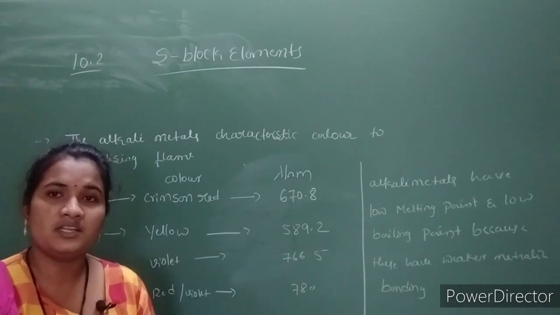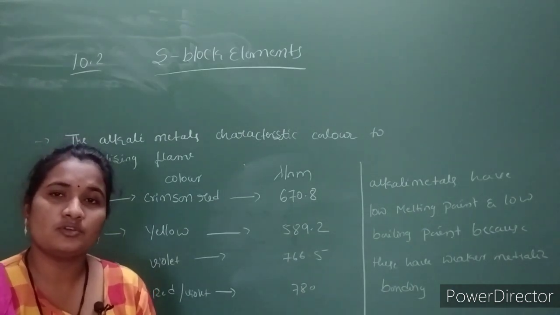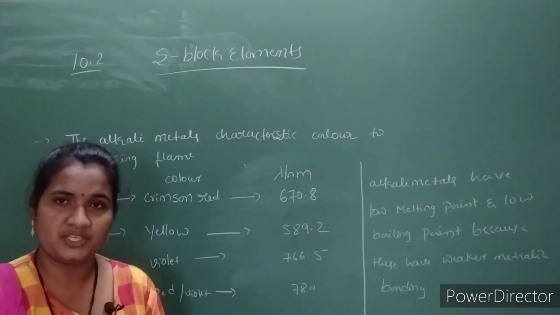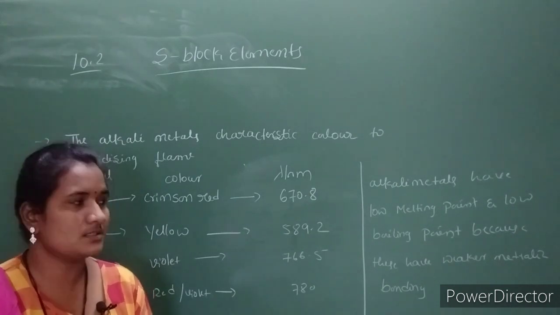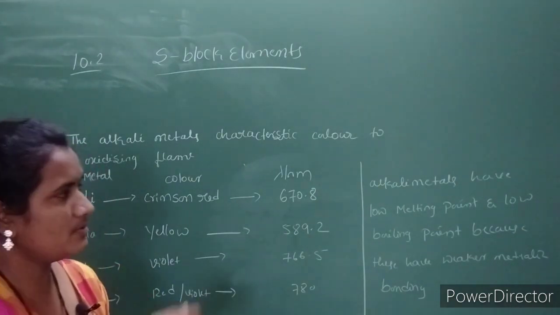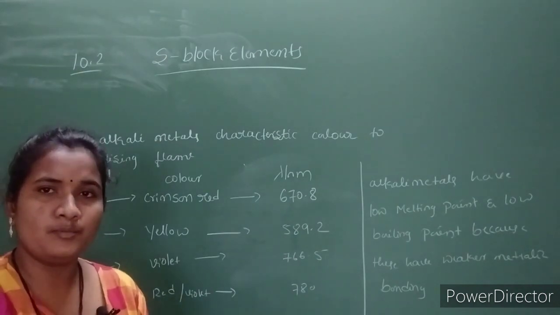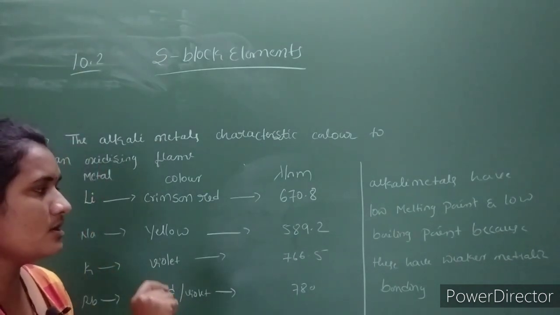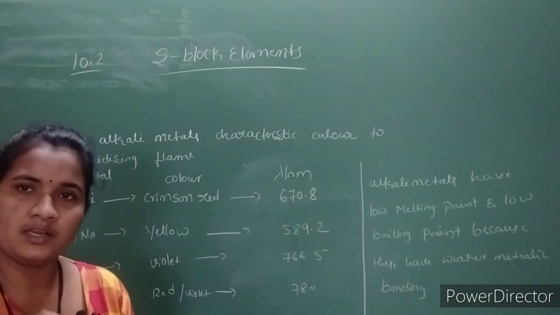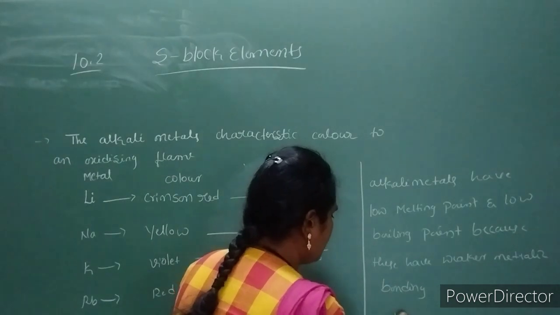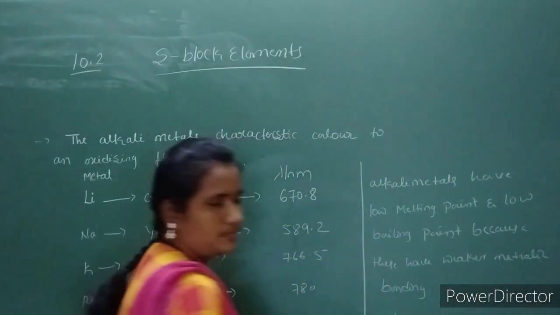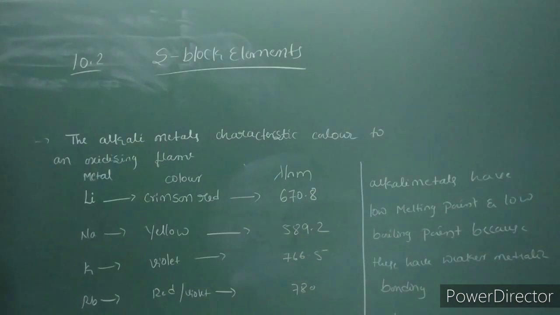If the bond is stronger, then they require a high amount of heat or high temperature to break down the bond, so those compounds show high boiling and melting points. But these alkali metals have low melting and boiling points because they have weaker metallic bonds. That is why the melting point and boiling point decrease from lithium to cesium. So these are some physical properties of alkali metals.